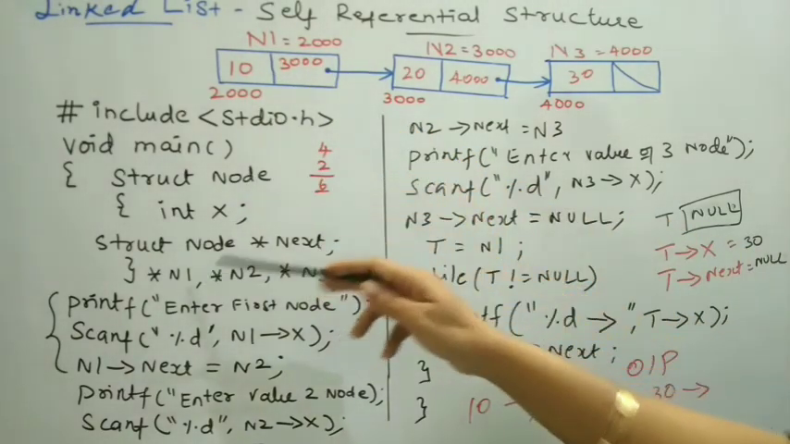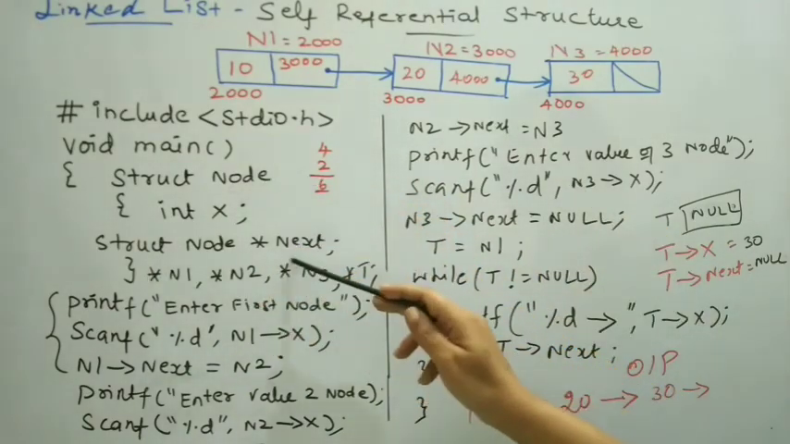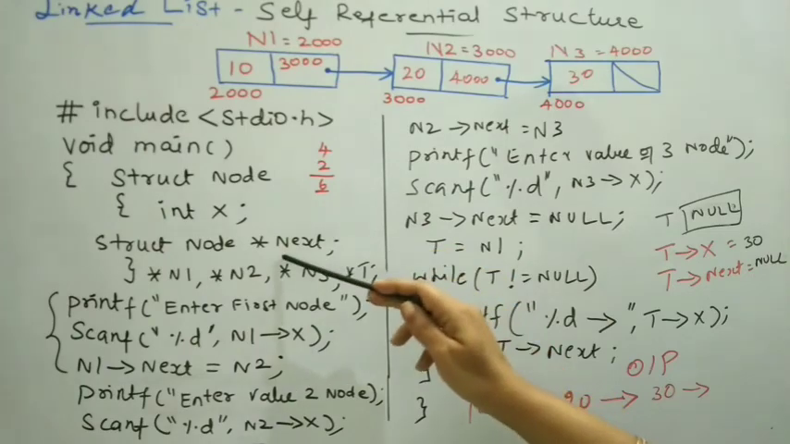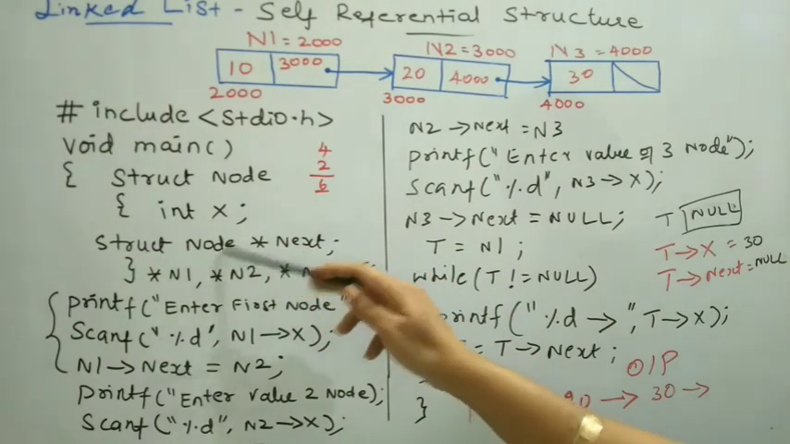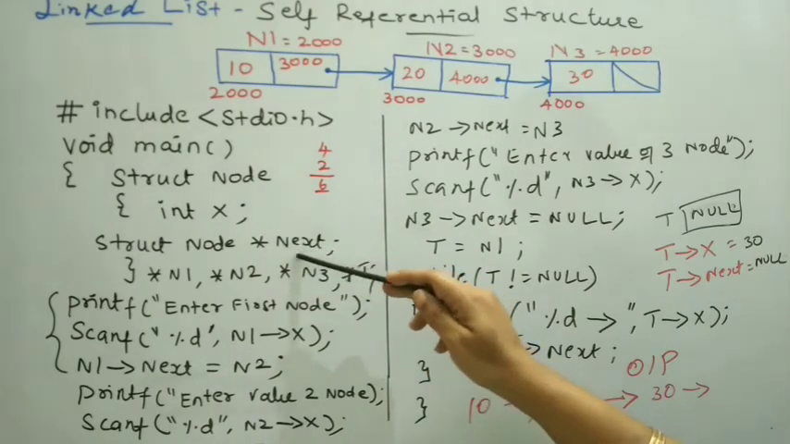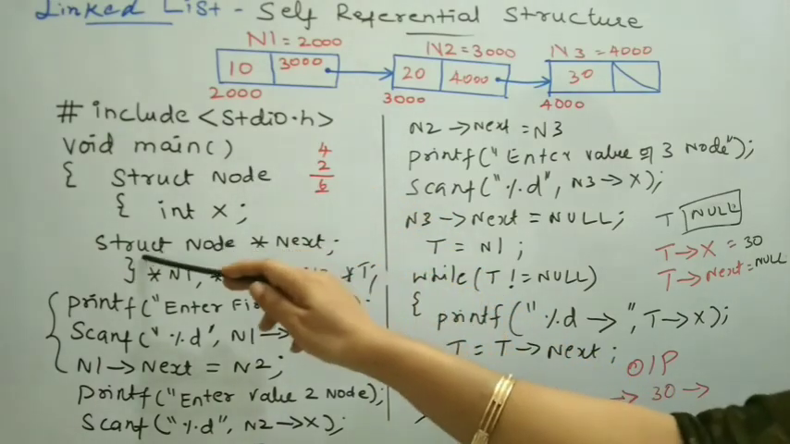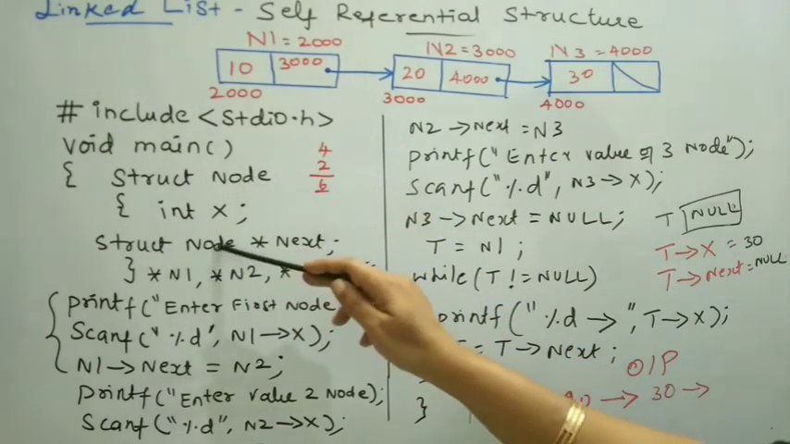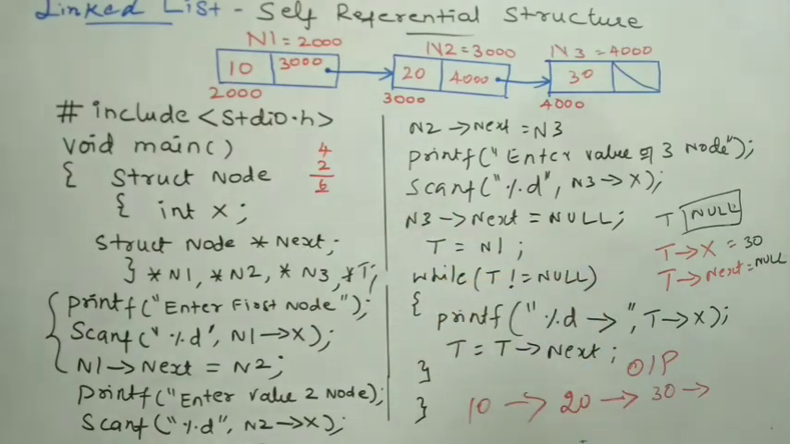So this structure is a self-referential structure. Why is it so? Inside the definition of the node, I have as a data member a pointer variable which is pointing to a node structure of the same type, same data type. So star next is a pointer variable which is defined as a data member inside this node, which is pointing to the structure node in which it has been defined. So it is a self-referential structure.